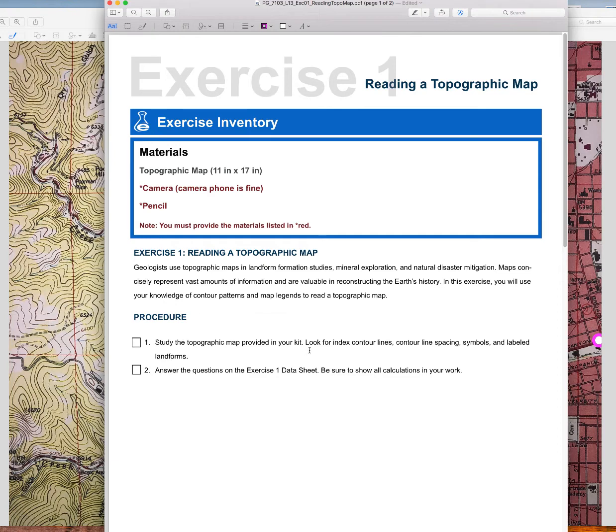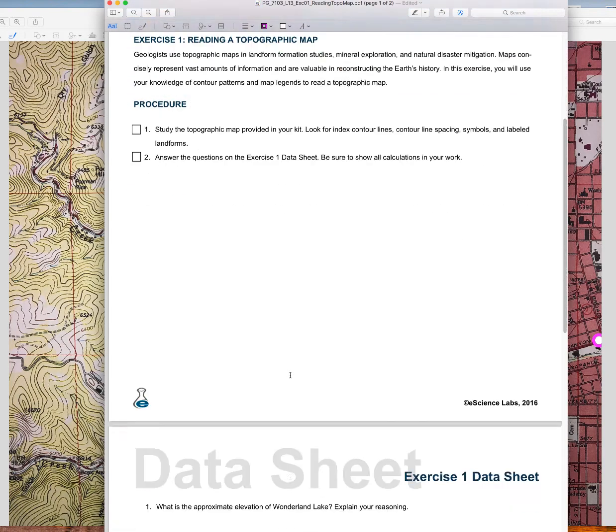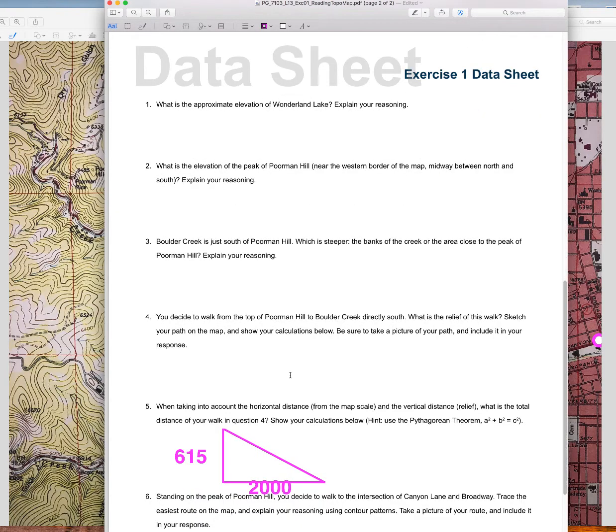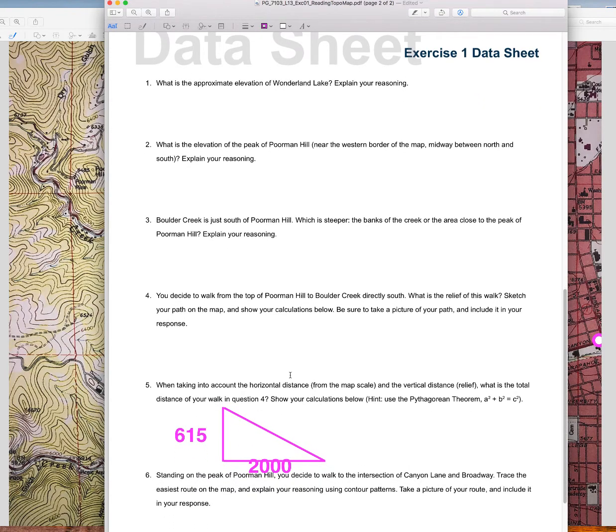We're going to study the map. We're going to look at the contour lines, especially the index contours and the spacing between lines. Remember, the closer the contour lines are, the steeper the slope. Look at some of the symbols, maybe the scale, some landforms, and then we're going to ask you these questions on exercise 1. So the first question they're asking us to look at is the elevation of Wonderland Lake.